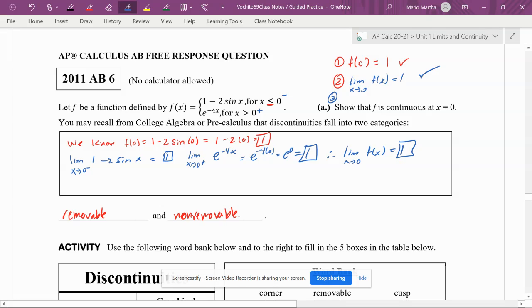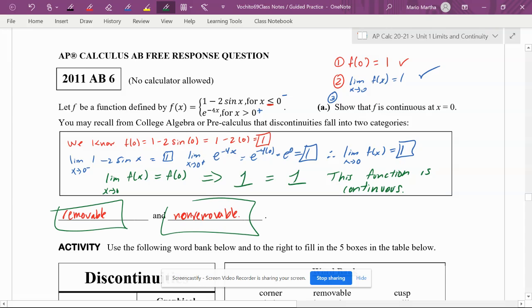And then the last condition, we just have to check if both of these match. The limit as x approaches 0 of f of x must be equal to f of 0. It's 1 on one side and 1 on the other side, so we can say that this function is continuous. And again, discontinuities, like I said, fall into two different types: the removable and the non-removable discontinuities.